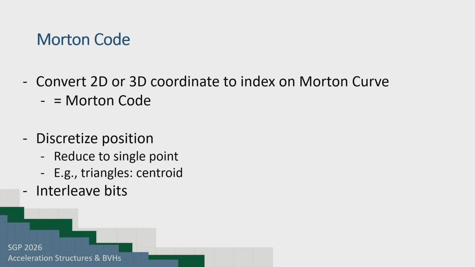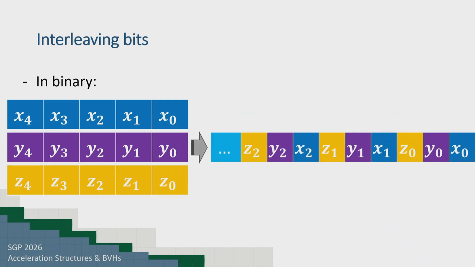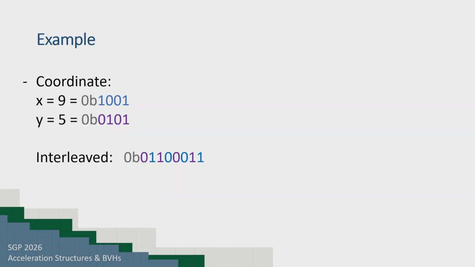Once you have discretized the position, you take all of the different coordinates and interleave their bits. In binary, this will look like this. We have an x coordinate here, it's 5 bits, a y coordinate, also 5 bits, and we create this 10-bit code where we just take the lowest bit from both, put them together, next higher up, and so on. Same thing works in 3D. You just interleave them a little bit more. And I have one more example here just to show how this works. If you have x coordinates 9 and 5, those are the binary values from it. We combine them together to create this index along the curve.